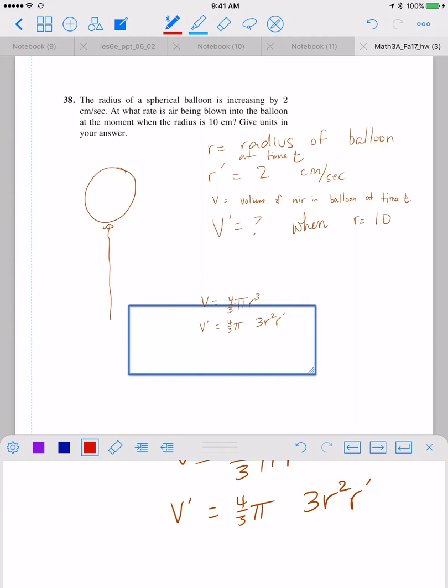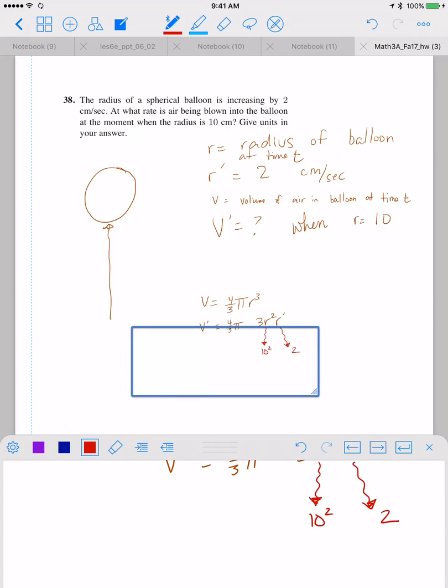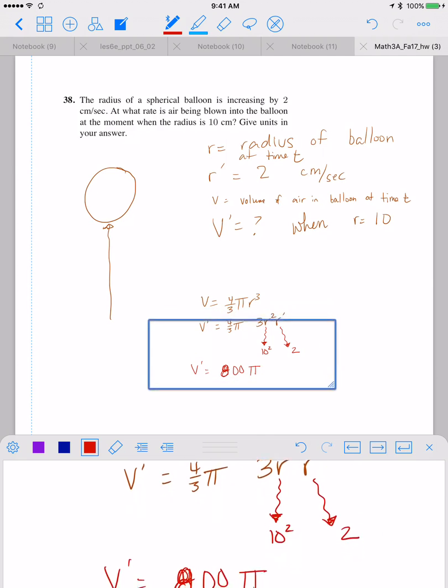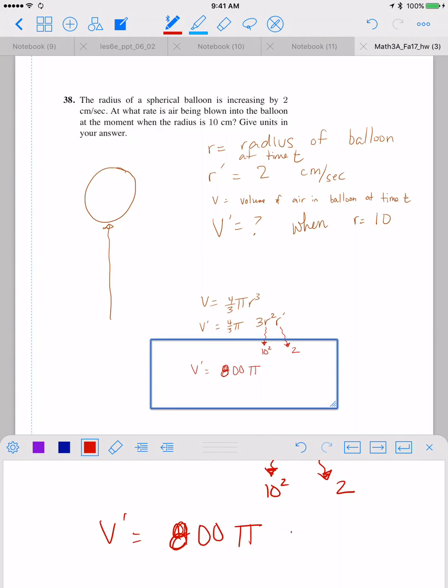And now we plug in r is 10. So that'll be 10 squared. R prime, they told us that's 2. So it's pretty easy. Our V prime is going to be 800 pi. And the units will be centimeters cubed per second.